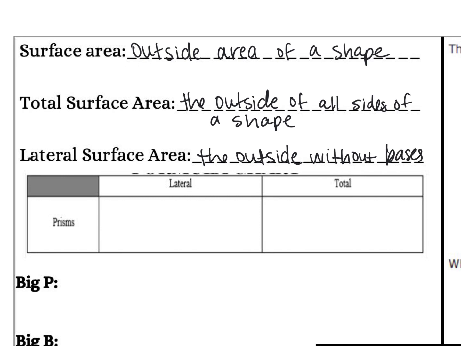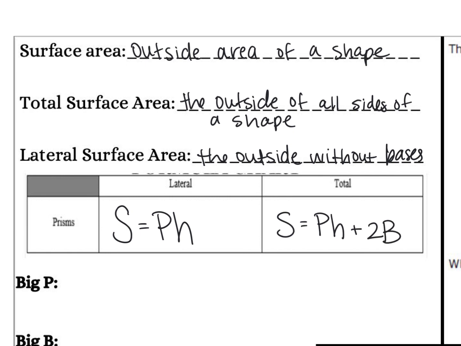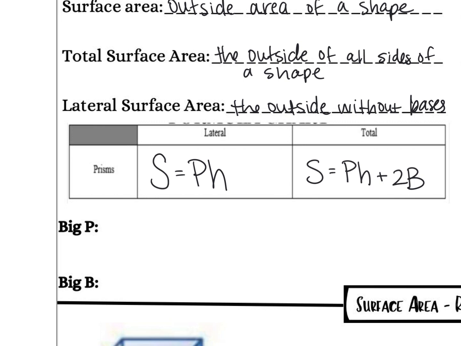So you should have formula sheets at your table. You'll look underneath surface area, and the first one says prism. So later this week we'll be talking about another kind of prism, but the formula is still the same. So lateral surface area, the formula S equals big P times H, and total S equals PH plus 2B. So some familiar letters here.